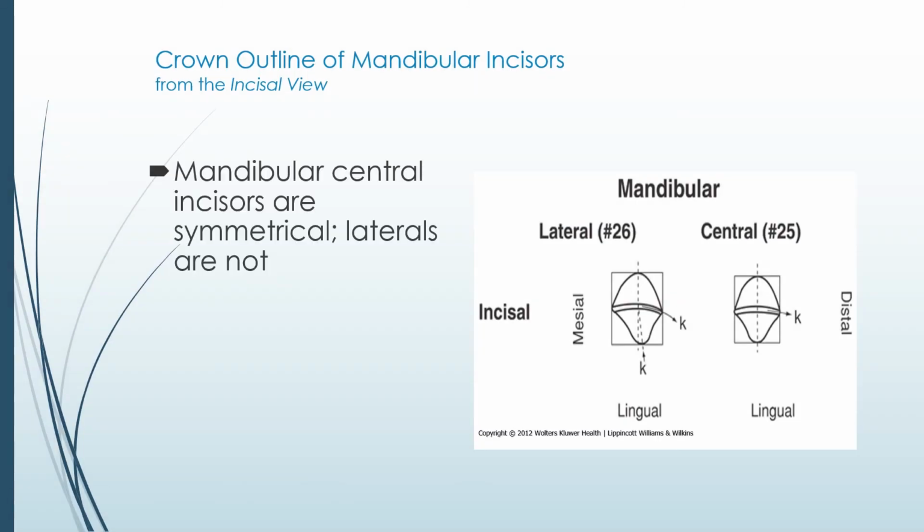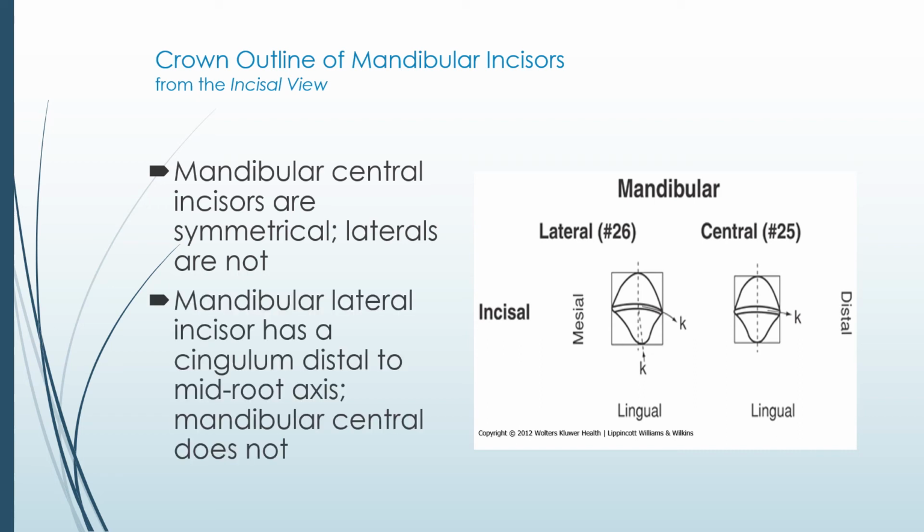Now, the crown outline of mandibular central incisors is symmetrical, while laterals are not symmetrical. We have already talked about that. Mandibular lateral has a cingulum which is distal to the midroot axis. So, if you draw a line which crosses the root, it is a little bit distal to the midroot axis, while it remains in the center in the mandibular central incisor.